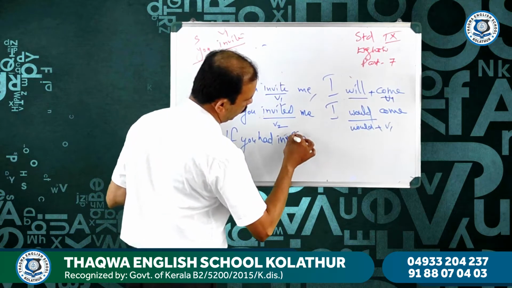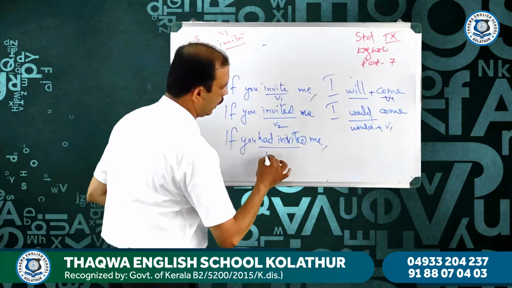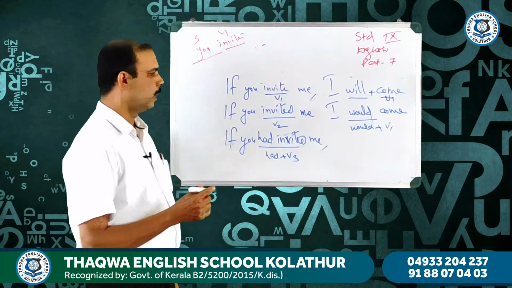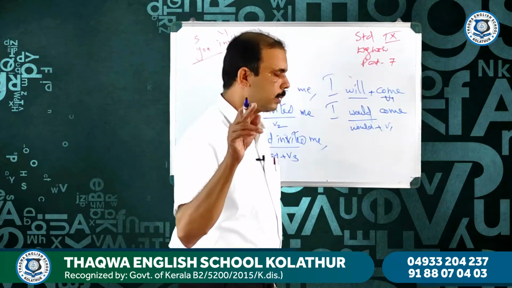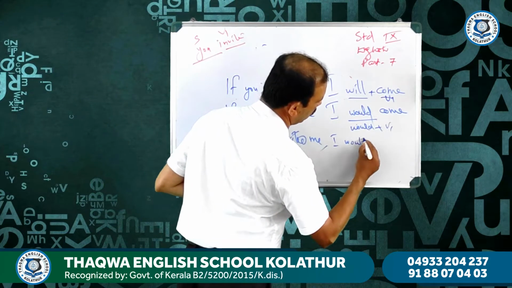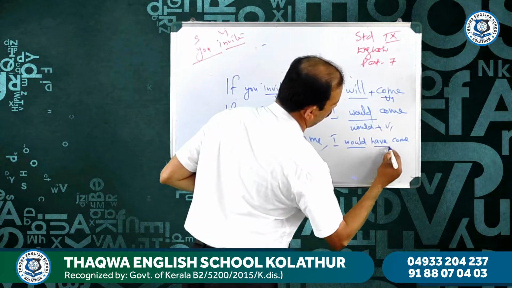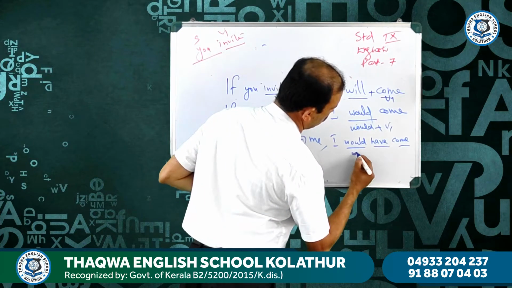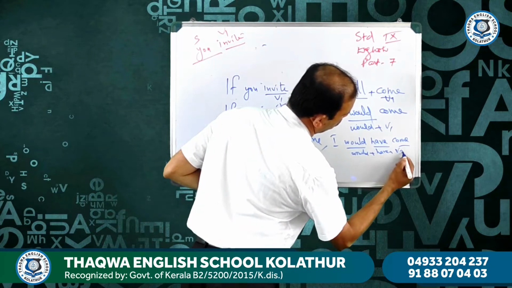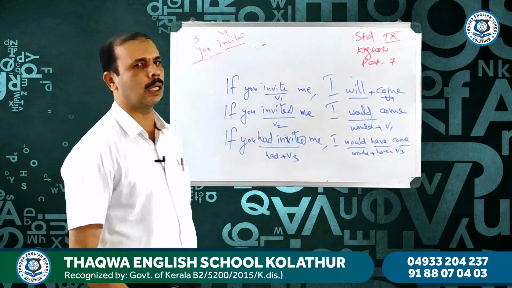If you had invited me. Had invited me. Here, had plus verb 3, the third form of the verb, that is past perfect tense. If that is so, what will be? I would have come. Would plus have plus verb 3.